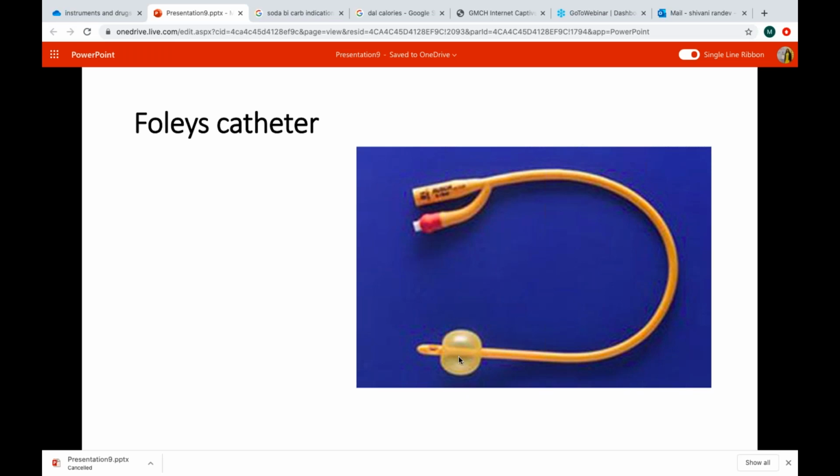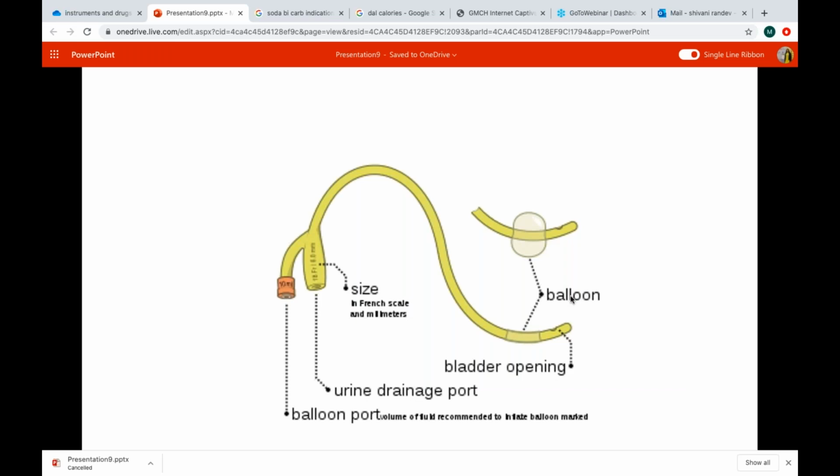Once you start getting a urine flow, you will inflate it, and then you can slightly pull it out till this rests upon the internal opening of the urinary bladder. So this will prevent the catheter from coming out by itself. And this, again, I'll tell you about this. It has various sizes which are denoted in the unit French. The French scale is used for this.